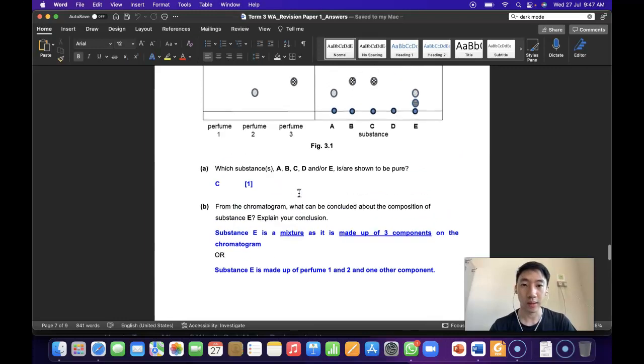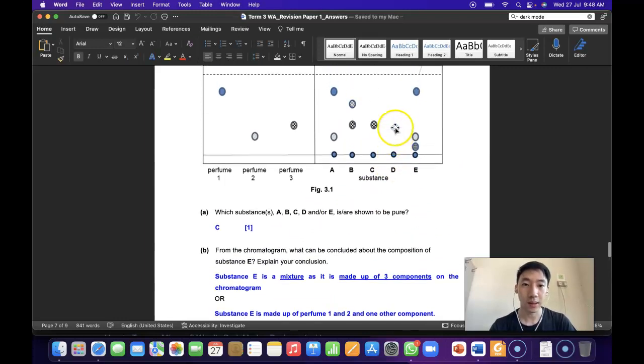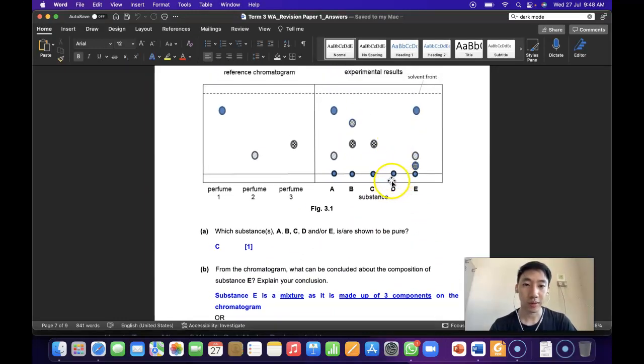And if you look at substance D, we're not sure if something actually went wrong or it just didn't want to move. But most likely it's because substance D is not soluble at all, and so it cannot be dissolved in water and it will not move.